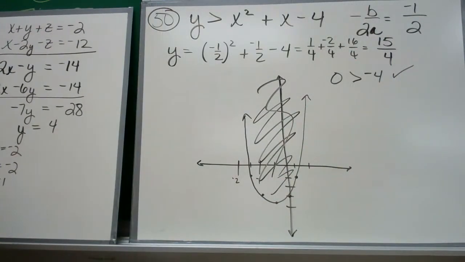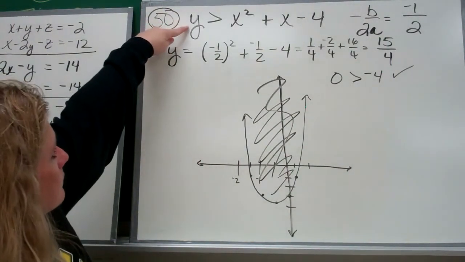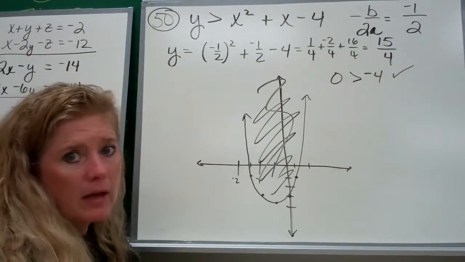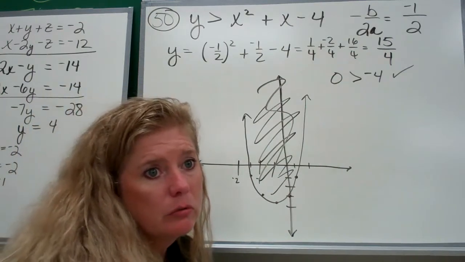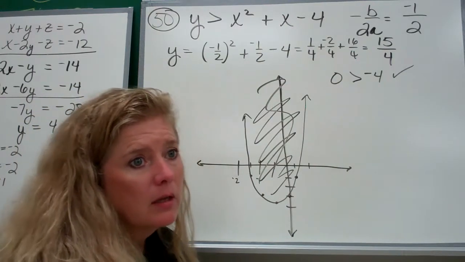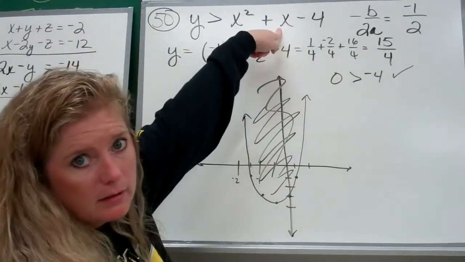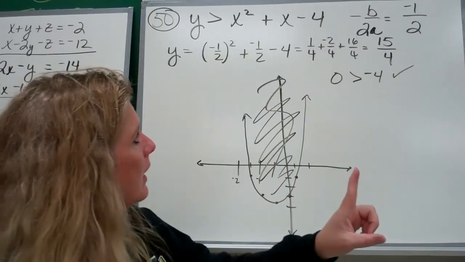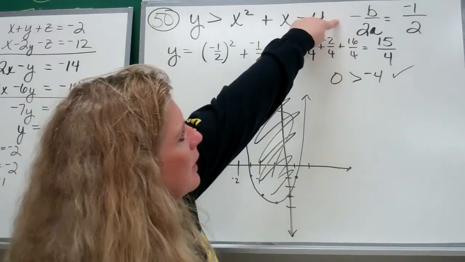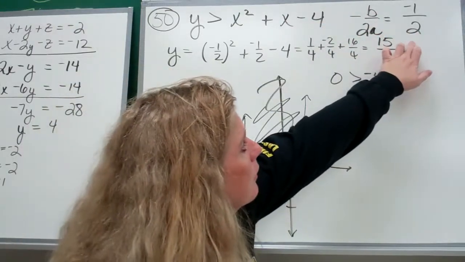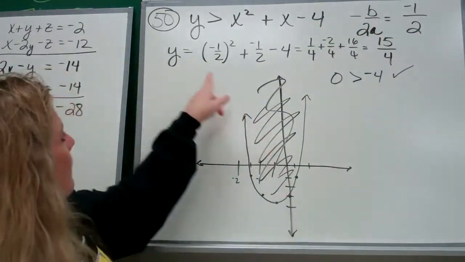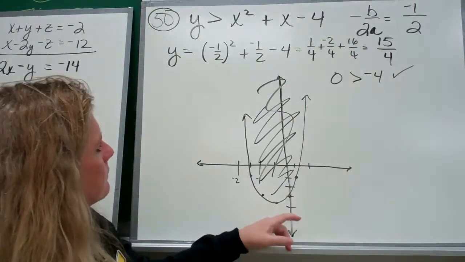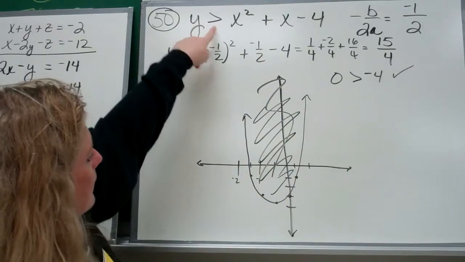Number 50, an inequality. You got to graph it, okay? Graphing from standard form. You could convert this into vertex form, but since this is a 1, I don't want to deal with that. So I just go by the old-fashioned way and do negative b over 2a to find your x-coordinate for your vertex. Then plug that in to get your y-coordinate for your vertex. Graph it. Then you got to find a place to shade it.